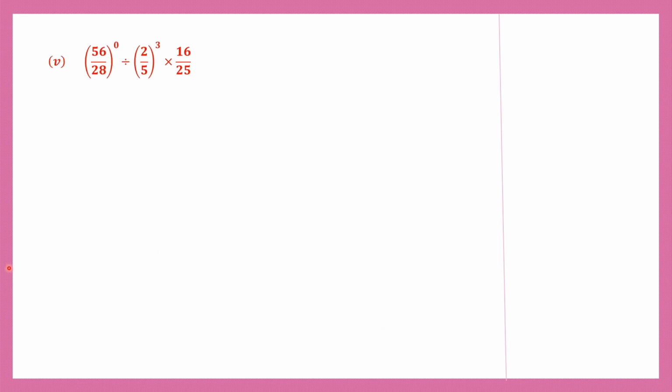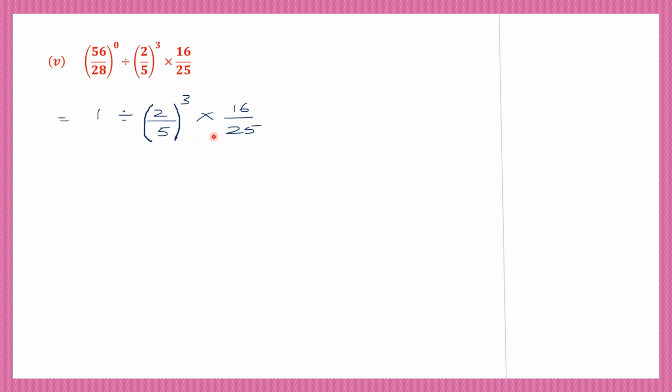Question 5. So here we have 56 by 28, the whole raised to the power of 0. We know that anything that is raised to the power of 0 is equal to 1. Now divided by 2 by 5 raised to the power of 3 into 16 by 25. So here we begin by saying that this is 1. Okay. How did we get 1? Because 56 by 28 raised to the power of 0 is equal to 1. Divided by, now here let's write that division, divided by 2 by 5, the whole raised to the power of 3, into 16 by 25.